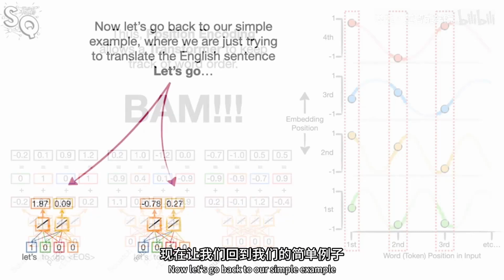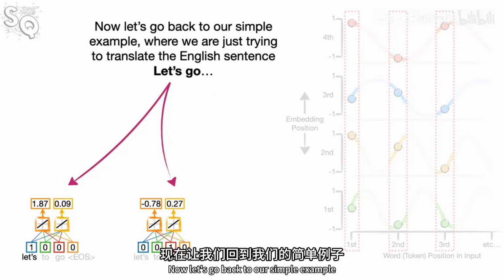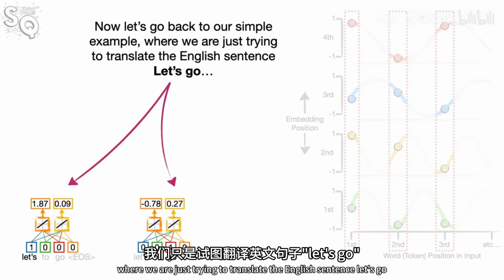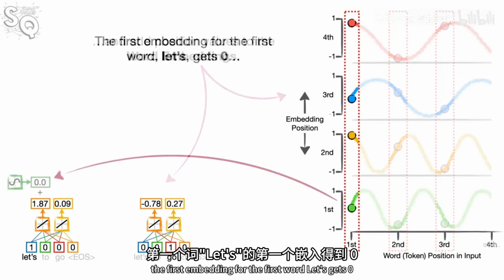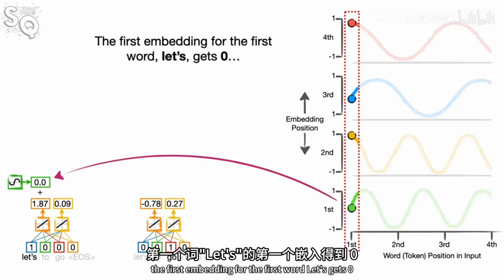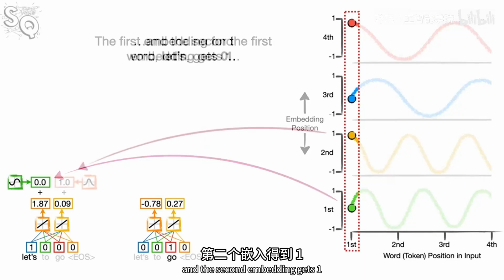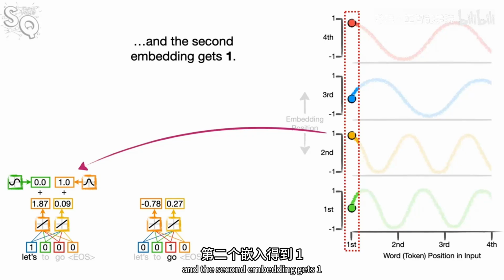Bam! Now let's go back to our simple example, where we are just trying to translate the English sentence, "let's go," and add position values to the word embeddings. The first embedding for the first word, "let's," gets 0, and the second embedding gets 1.